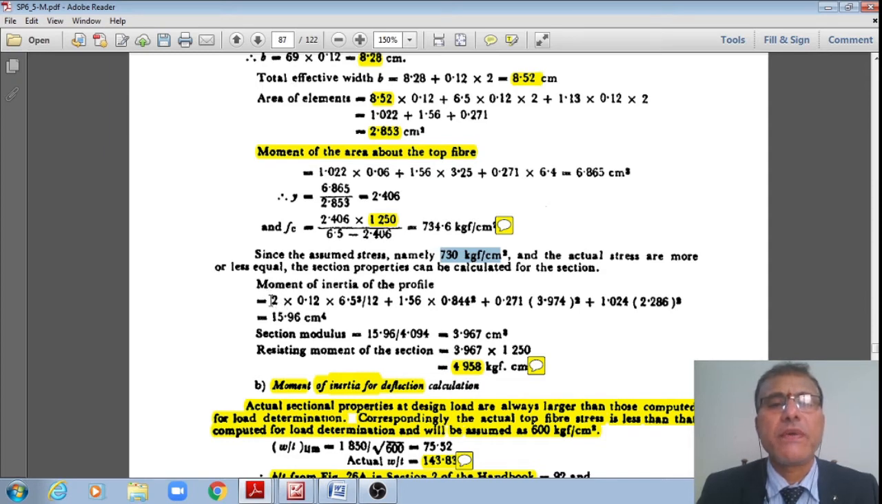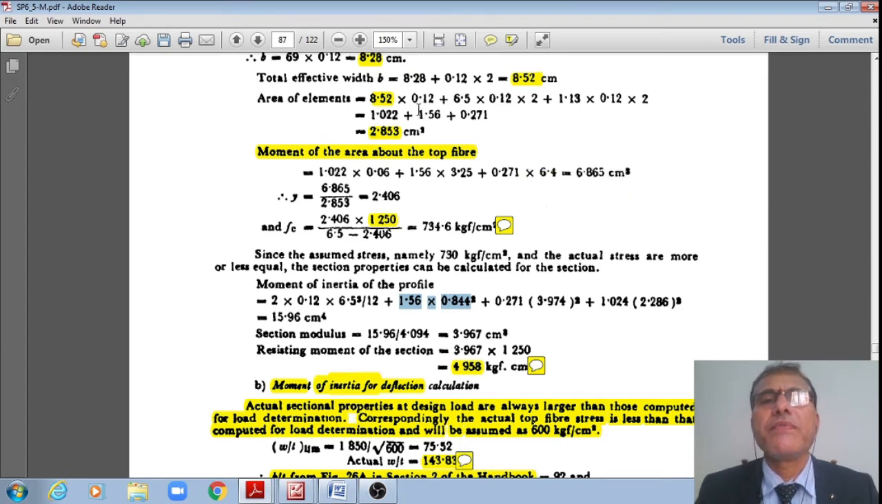And therefore, the moment of inertia of the profile, that of the two webs, is 2 multiplied by 0.12 multiplied by d cubed, where d is 6.5, whole cubed by 12, by taking the linear method, right? That of the two webs, and that of this 1.56 multiplied by 0.844, right? I'm just recalling this, right?